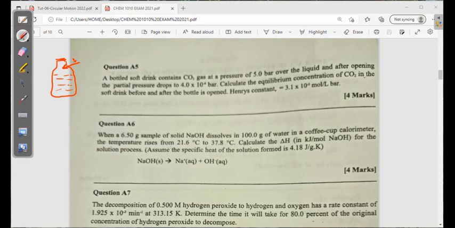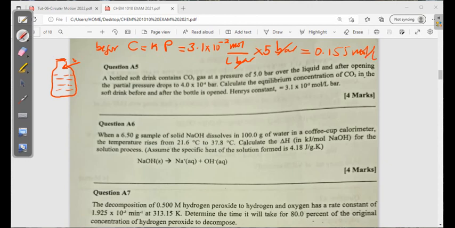Now I want to calculate the equilibrium concentration of carbon dioxide in the soft drink before and after the bottle is opened. Before opening the bottle, according to Henry's law, concentration is proportional to pressure, that is C = Kp. The Henry's constant K is given as 3.1 times 10 to the power negative 2 mol per liter bar, and we multiply it by the pressure before opening, which is 5 bar. So 3.1 times 10 to the power negative 2 multiplied by 5. I always advise you to also punch it on the calculator. The bar cancels out, and I'm finding 0.155, and the unit remains mol per liter.